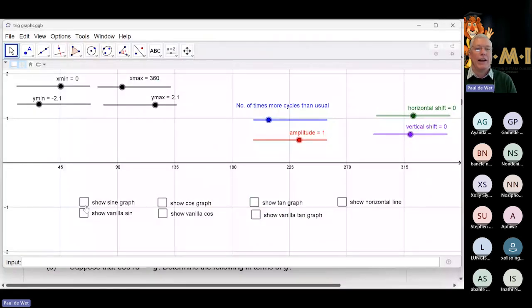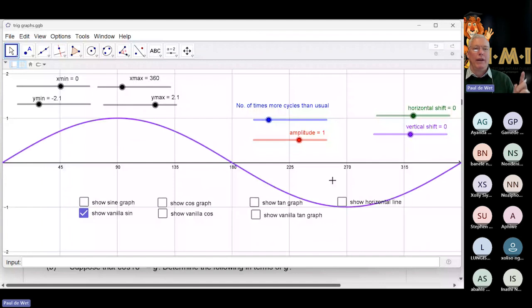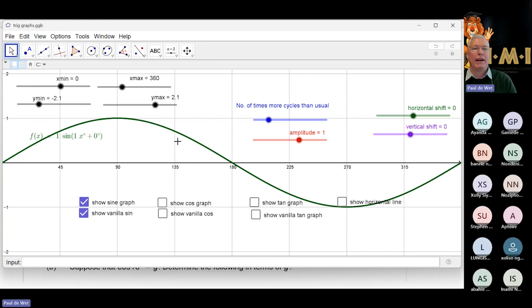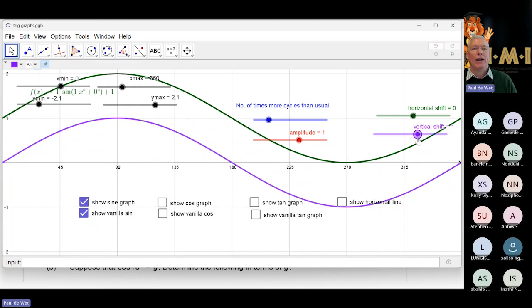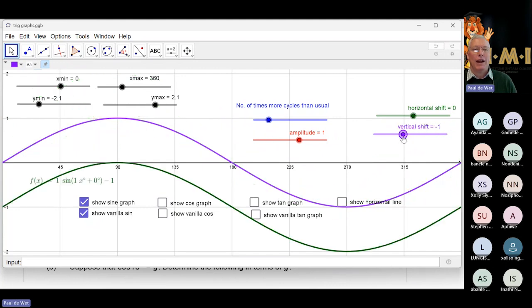There's the vanilla sine graph. That graph is just sine x. What will happen if at the back, I add a number after here? I go like sine x plus 1. What will happen? It will shift which way? At the back here, if I go like plus 1, it will shift up. If I go minus 1, it will shift down.